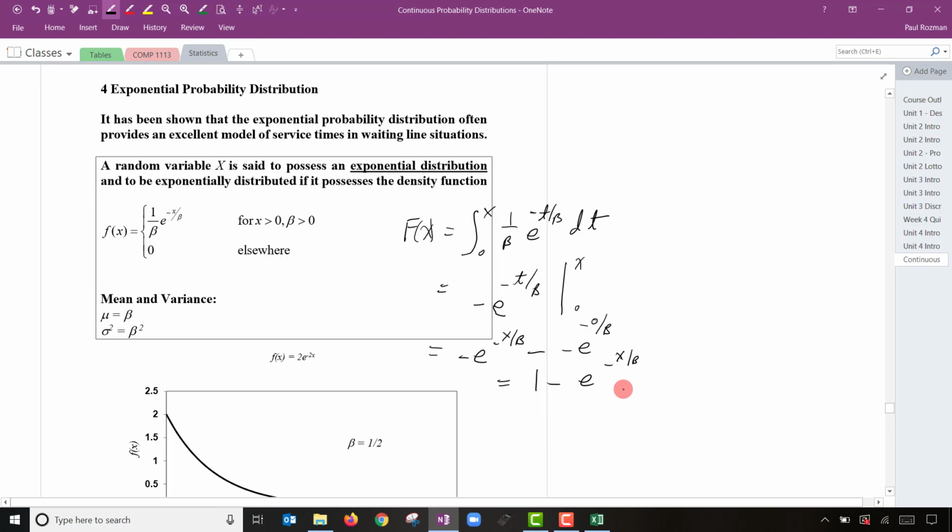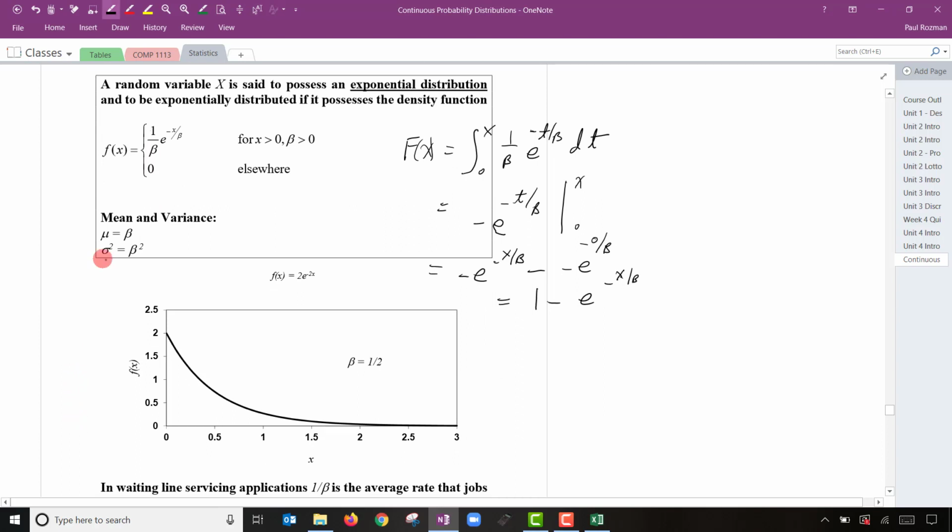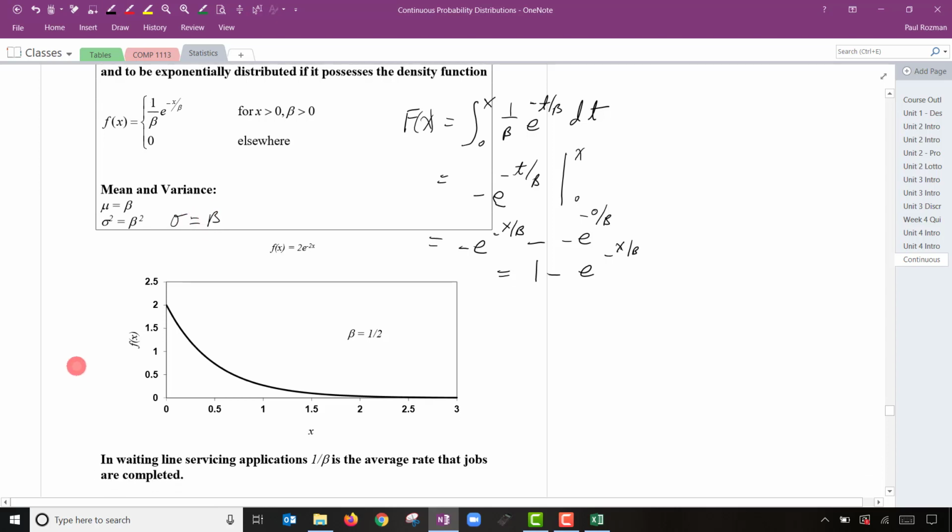The mean of this thing is whatever that beta is. So say I can service 10 customers per hour. My mean is 10 customers. So that's what beta is, 10. And then the 1 over beta is the rate. And the variance is really nice. The variance is beta squared. So the standard deviation is beta as well. The mean and the standard deviation are always equal.